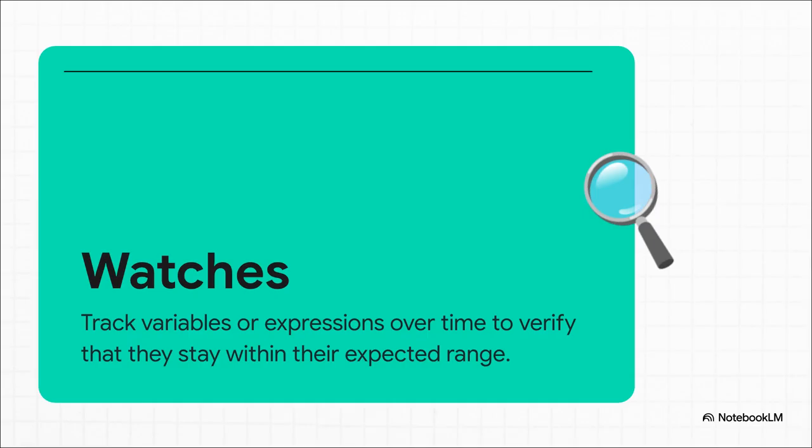And while you're doing that step-by-step investigation, you use a watch. Think of it like putting a little tracker on a variable. You can see its value change in real time as you step through the code. So if you have a counter that should always be positive and you see it suddenly flip to -1, Bam! Your watch just showed you the exact line of code where your logic broke down.